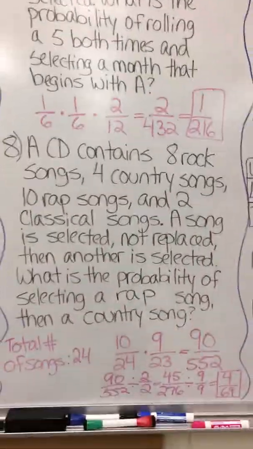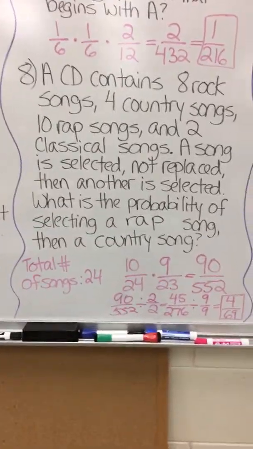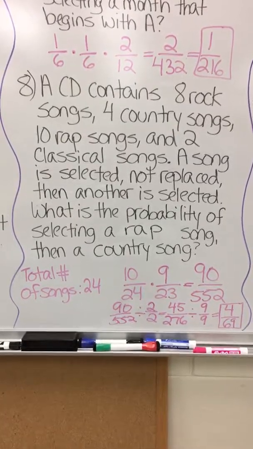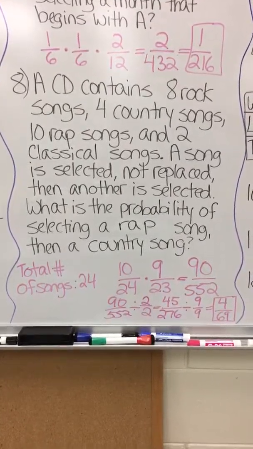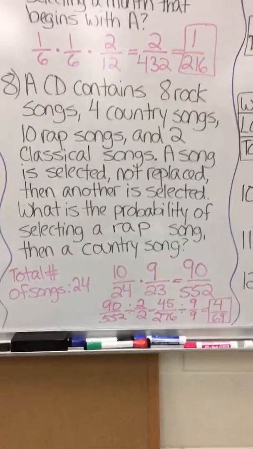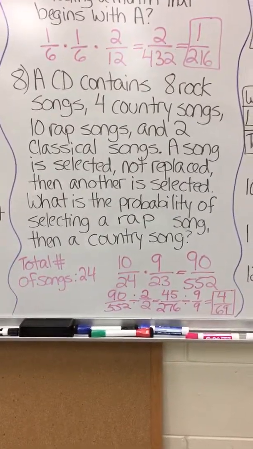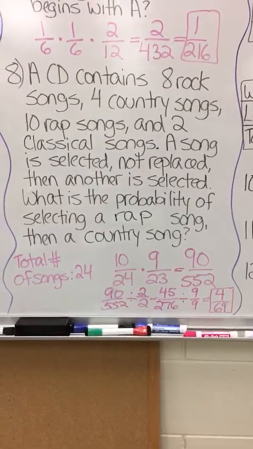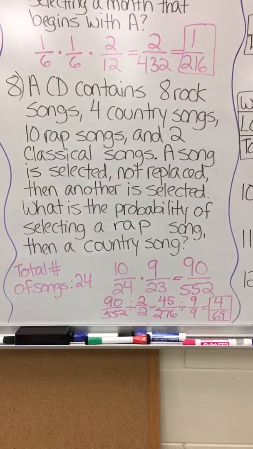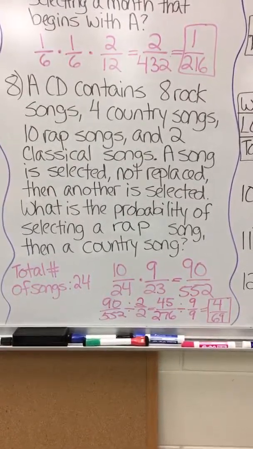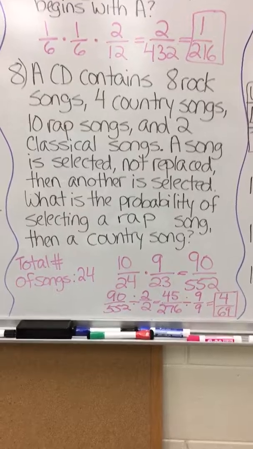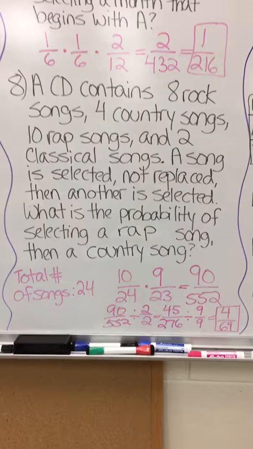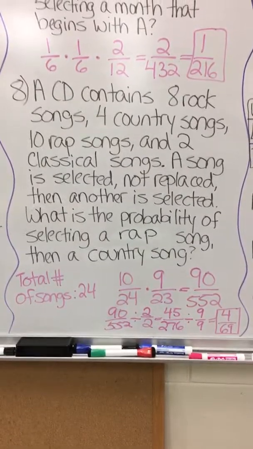Okay, now this next one is an example of what happens if you first select one option and then you do not put that option back into the mix. So we're taking away 1 for our second probability. This one is: a CD contains 8 rock songs, 4 country songs, 10 rap songs, and 2 classical songs. A song is selected, not replaced, then another is selected. What is the probability of selecting a rap song first, then a country song?